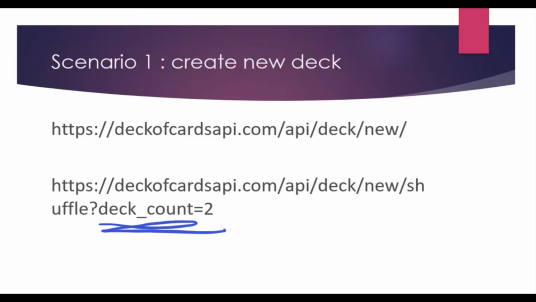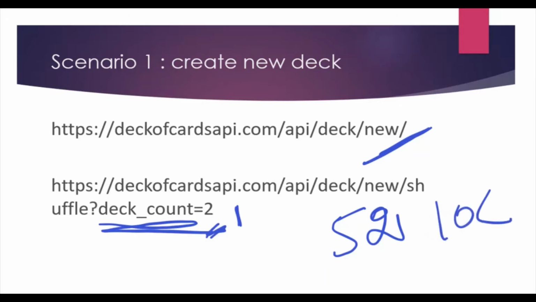Deck count is passed. This deck count decides how many cards should be created in a deck. For example, if the deck count is 1, like in the previous example or test request, a 52 card deck will be formed. Here we are passing the deck count as 2, so 104 cards will be formed, double of this 52 cards. So to pass this, we are going to use a query param.